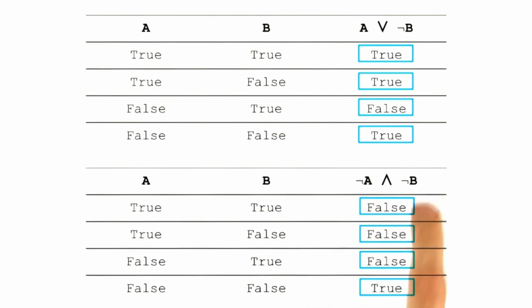For not A and not B, that means that anytime either A or B is true, then this is all false. So when A is true, this is false. When B is true, this is false. When both are false, this becomes true because those negations flip the values of both A and B.